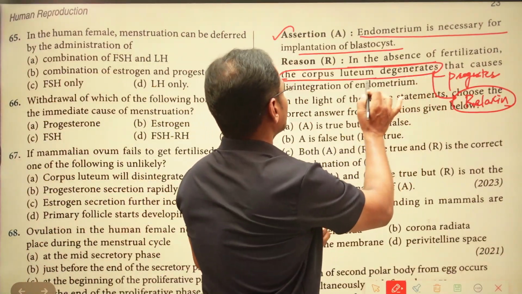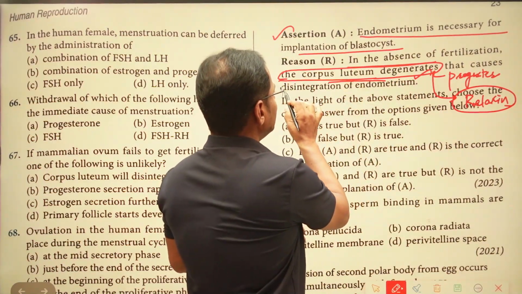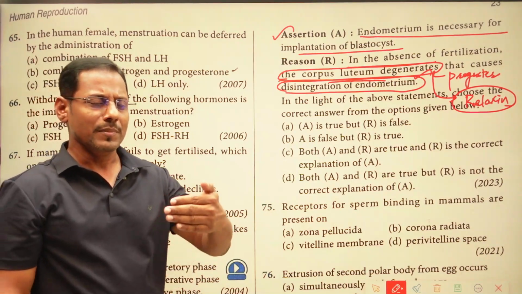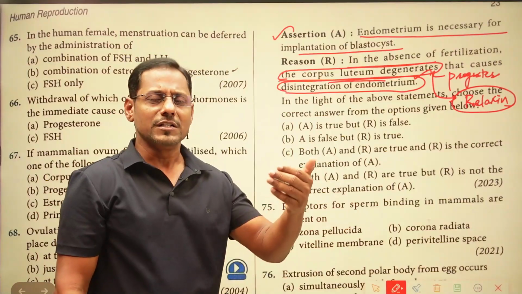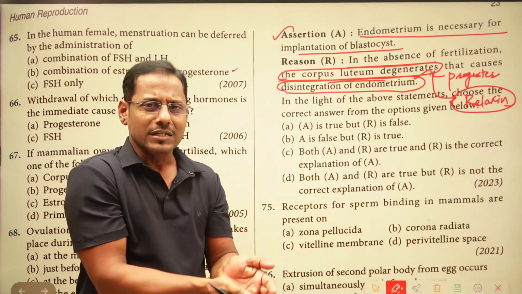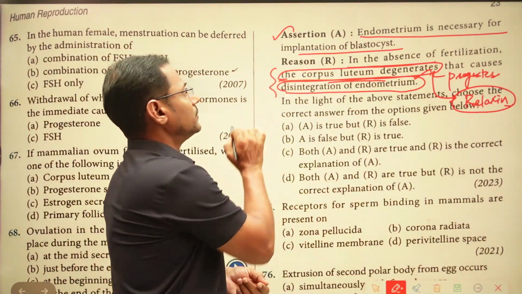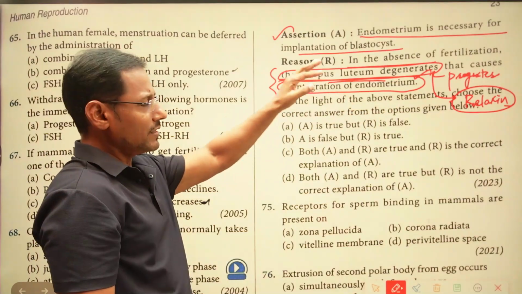So in the absence of fertilization, the corpus luteum degenerates. Yes, it is right. That causes the disintegration of endometrium. As a result, the menstrual flow continues. The endometrium along with the maternal blood vessels come out as menstruation. So this is also right. Endometrium is necessary for implantation of blastocyst. Yes, it is the right one.